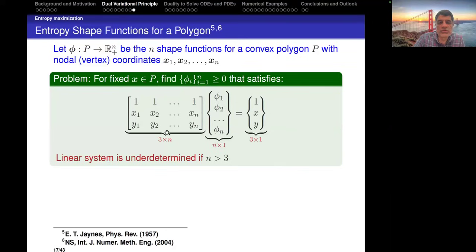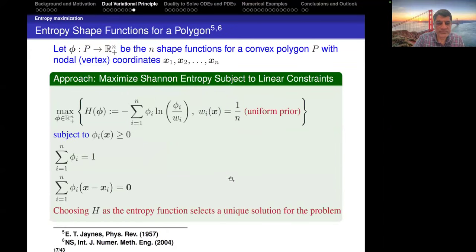Now, if you do this for a triangle, you'll get a unique solution, because there's only one solution. You have a 3 by 3 matrix here, and of course you have only one solution, which is unique, and these are the finite element interpolants for a triangle. Even for a quadrilateral, they become non-unique, and that is what sparked my interest in this problem, right?